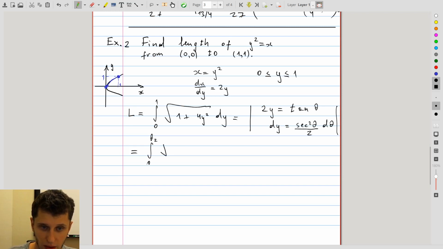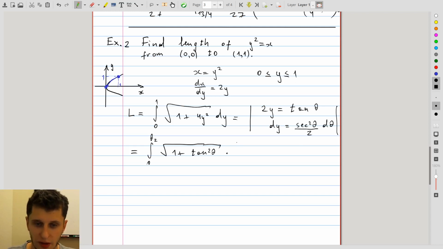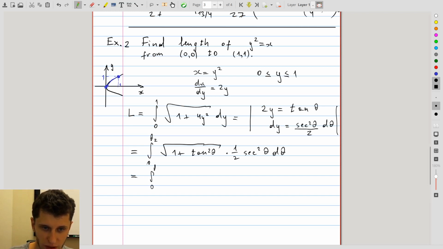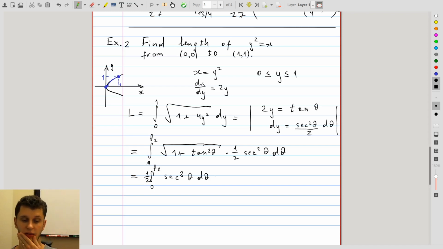And so in the meantime, over here I have 1 plus tangent squared theta, and then dy is 1/2 secant squared theta d theta. Great, and then it appears I have to integrate from 0 to theta 2 of 1/2 secant cubed theta d theta.